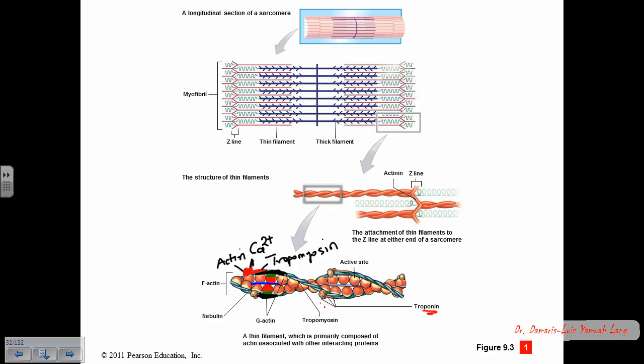Okay, so why am I showing you all these details? The G-actin part is where the myosin head binds to, and it has the active site. And this whole thing is the thin filament, right? And it has the active site, where the myosin head is going to bind to.